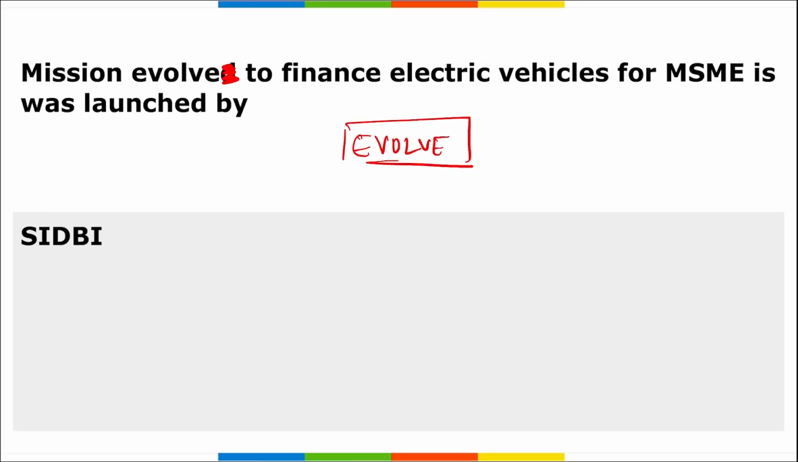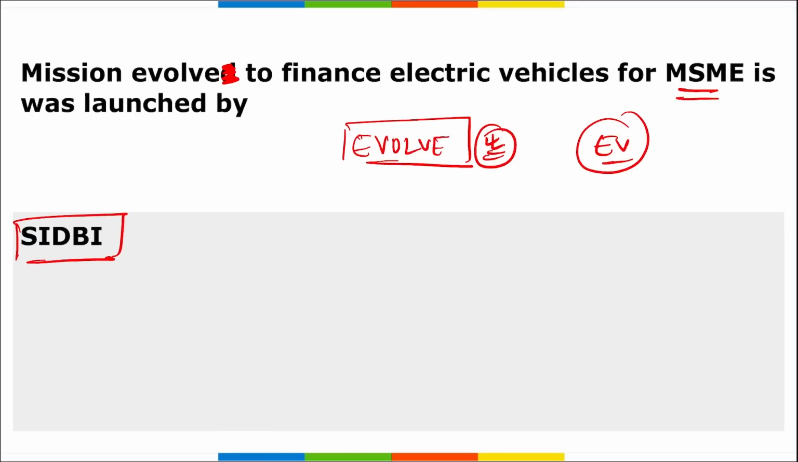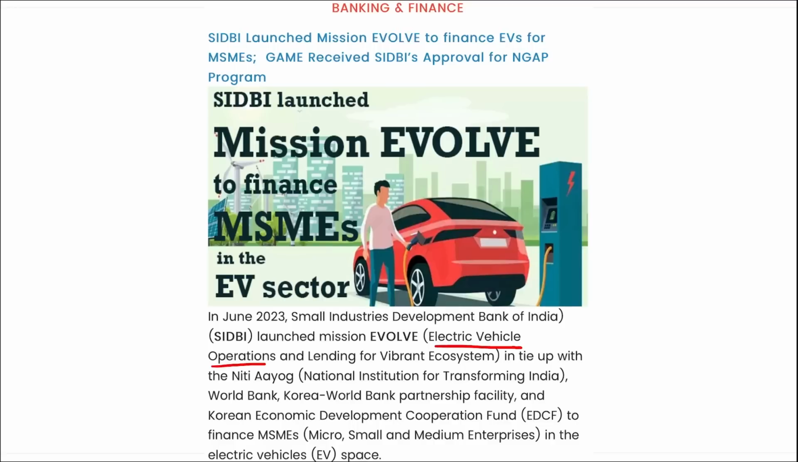This Mission EVOLVE to finance electric vehicles for the MSME is launched by which organization? So remember, it is your SIDBI, that is Small Industries Development Bank of India. They have launched this Mission EVOLVE to finance the MSME sector, right? That is to provide loans to the MSME sector, correct? So a question will be asked directly that this EVOLVE was launched by whom? It was launched by SIDBI. What is the full form of EVOLVE? It stands for Electric Vehicle Operations and Lending for Vibrant Ecosystem, correct?